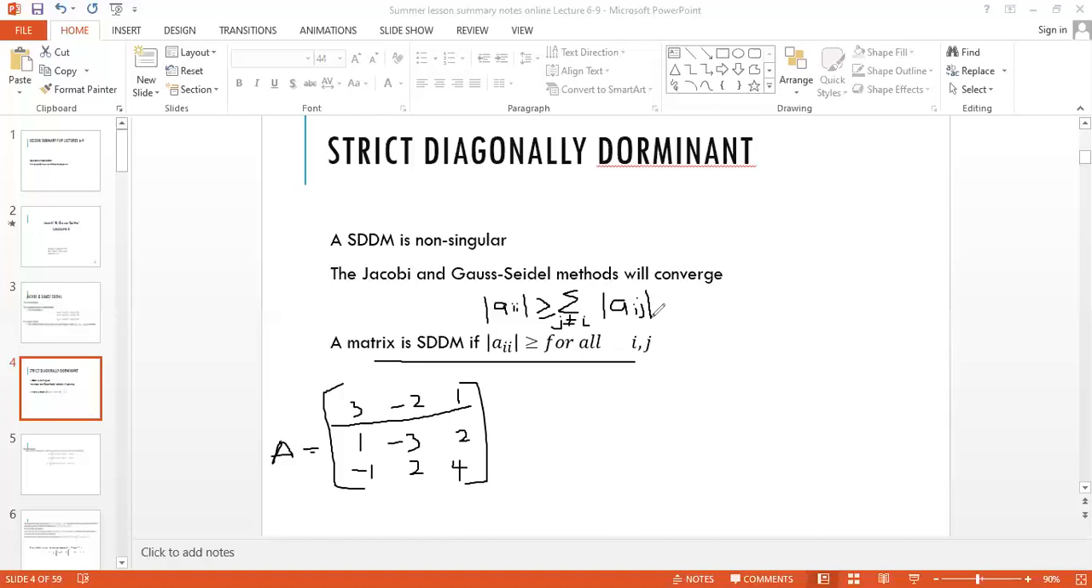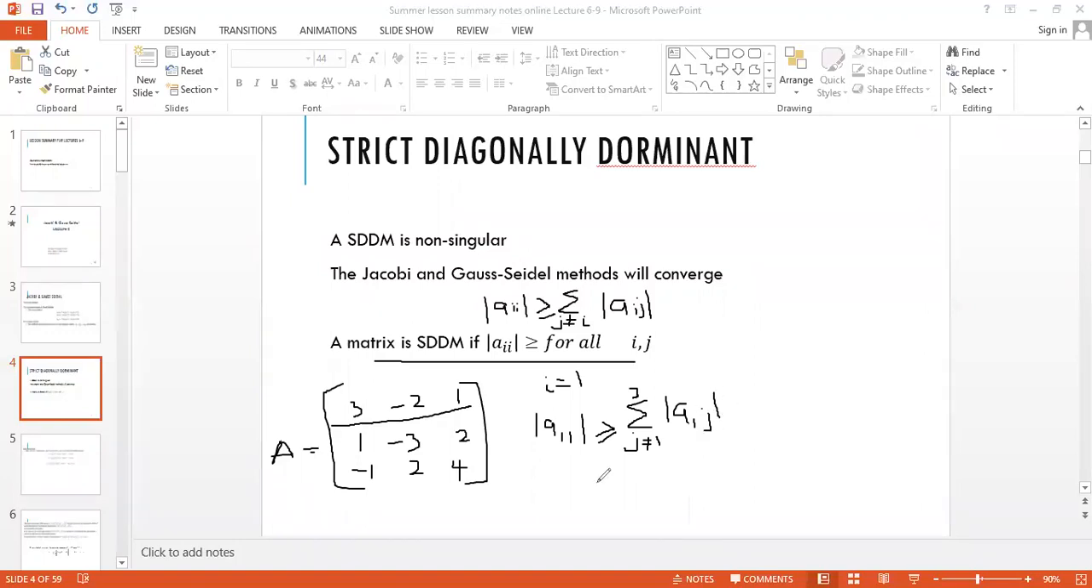So what we are saying is if i equals 1, then the formula will become the absolute value of A11 should exceed or be equal to the summation over j not equal to 1, up to 3, since we have 3 columns, of the absolute value of A1j.